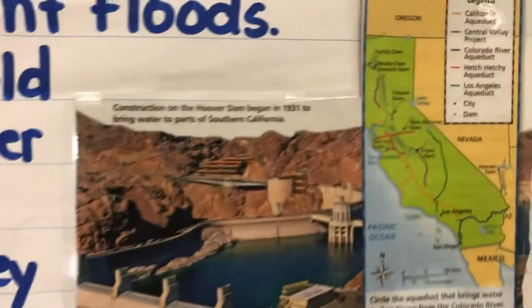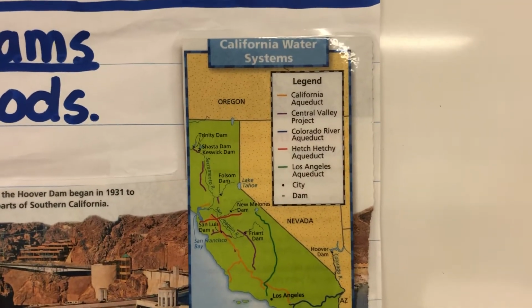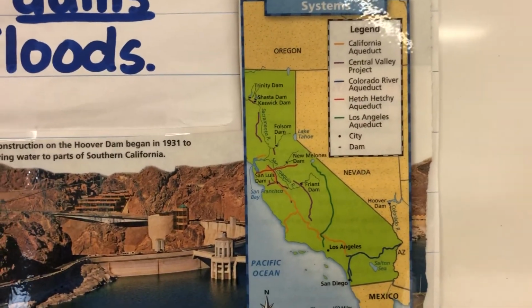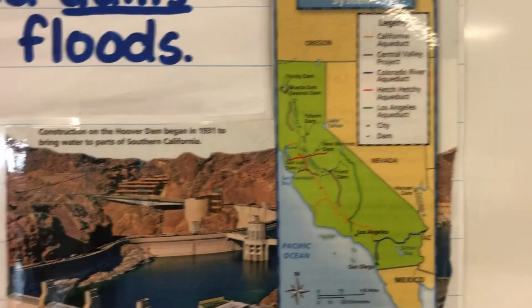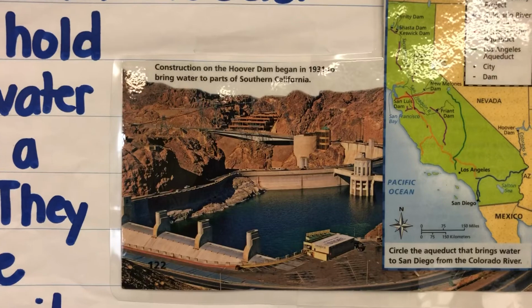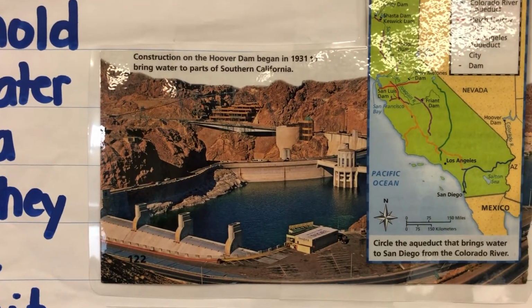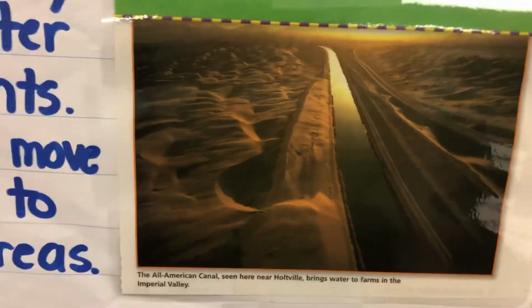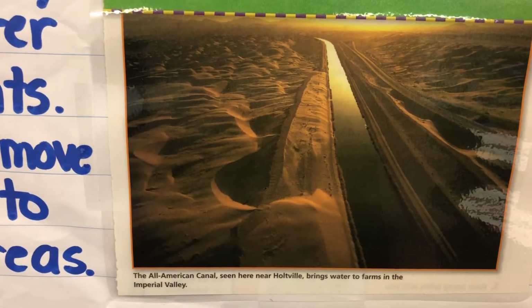So this is actually a really cool map. See, there's the title, California Water Systems, all of the different ways that we've moved water so that the whole state has enough water to drink. Okay, this is a picture of Hoover Dam, which brings water to Southern California. And you can see it's a big wall that's going to hold back that water. And here's a canal that brings water to the farms in the valley.